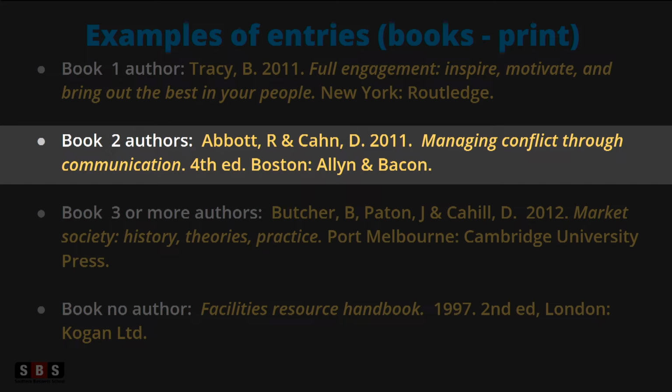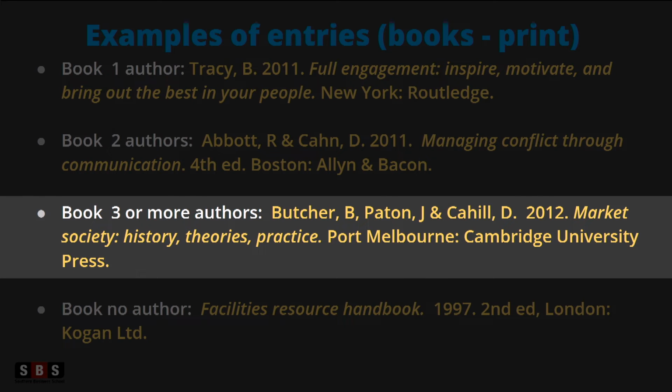Same principle applies to all the rest of the examples, except I just want to show you that when you have more than one author, you would use the ampersand symbol to indicate and. You don't write Abbott or and, Khan D. You just use ampersand. And then the same applies. You would see with the second example, there is an edition listed. In this case, the source that was used is the 4th edition.